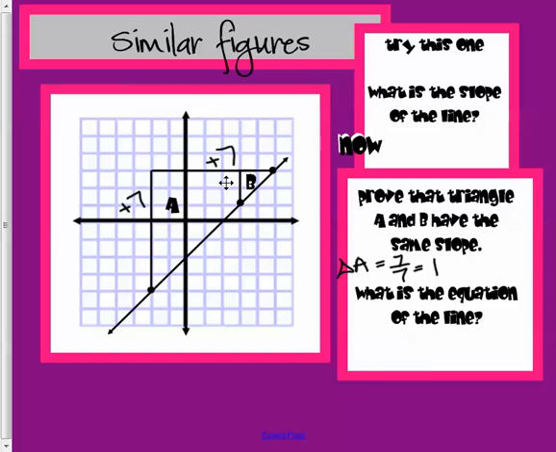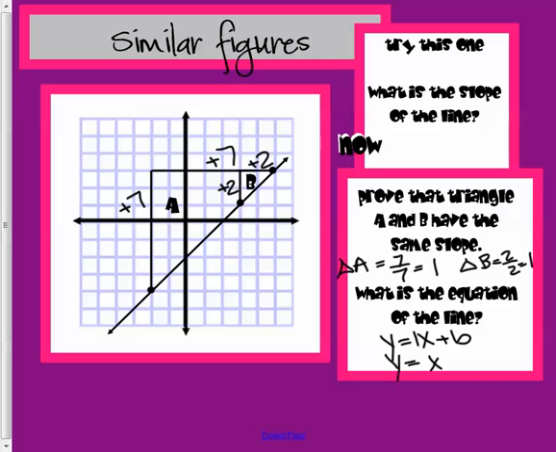If we look at triangle B, it's rising 2 and running 2. So the slope of triangle B is 2 over 2, or 1. So we know that is the slope of my equation, so it's just y equals x plus b, because 1x or just an x, it doesn't matter, it's the same thing. So we can have either or.